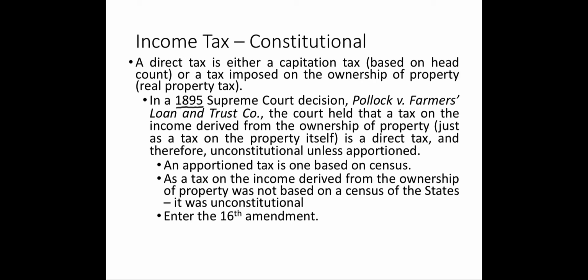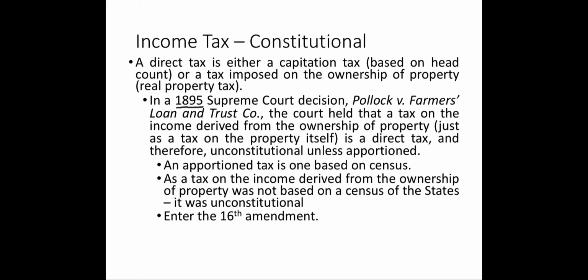So basically, an apportioned tax is one based on census. We have to take an entire census of the U.S. Again, going back to our previous example with our Georgian and our Pennsylvanian, we say, okay, we have to make it more fair. It's not just $1,000 from the Georgian, $100 from the Pennsylvanian. It'd be more like the same for each person. That's what we're talking about, the census. A tax on the income derived from the ownership of property was not based on census, so it was unconstitutional.